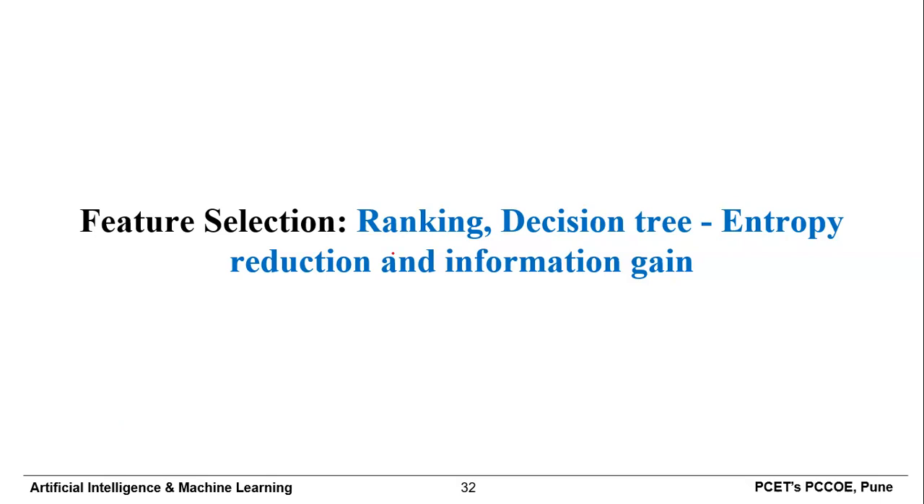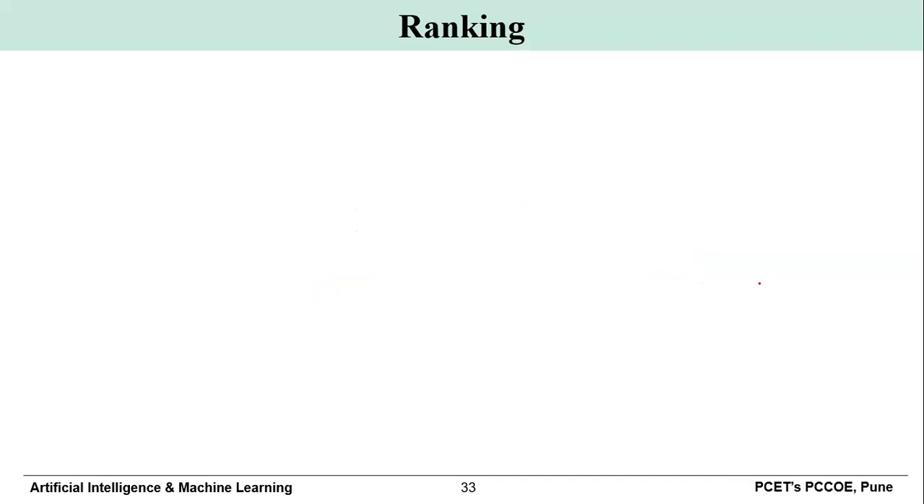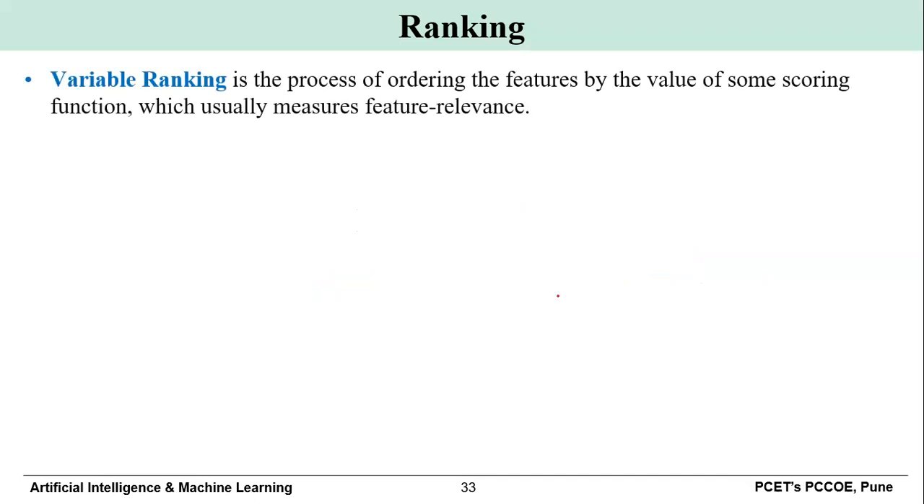So, in this regard, in this particular lecture, we will be discussing ranking, the basics of decision tree, especially the entropy reduction and information gain. Once you understand the concept of entropy reduction and information gain, then you can start working with decision trees. So, what is ranking? Variable ranking is the process of ordering the features by the value of some scoring function which usually measures the feature relevance.